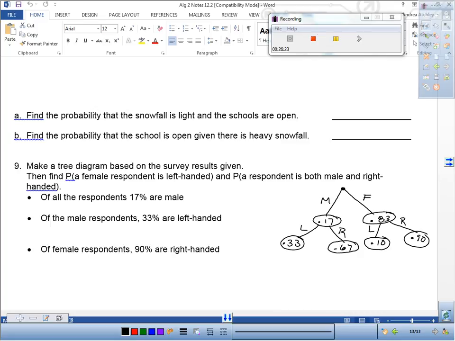Now, you don't have to have them in the exact order that I have. You could have switched the right and the left, or the male and the female even, as long as it kind of flows like that. Any questions over how we got this? Then we want to find the probability a female respondent is left-handed. So we're only going to look at the female respondent. What is the probability that they are left-handed? 10%. Goes with this one above.